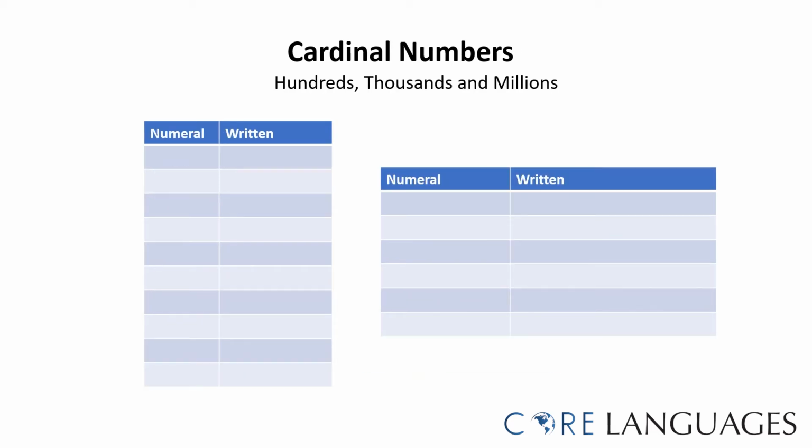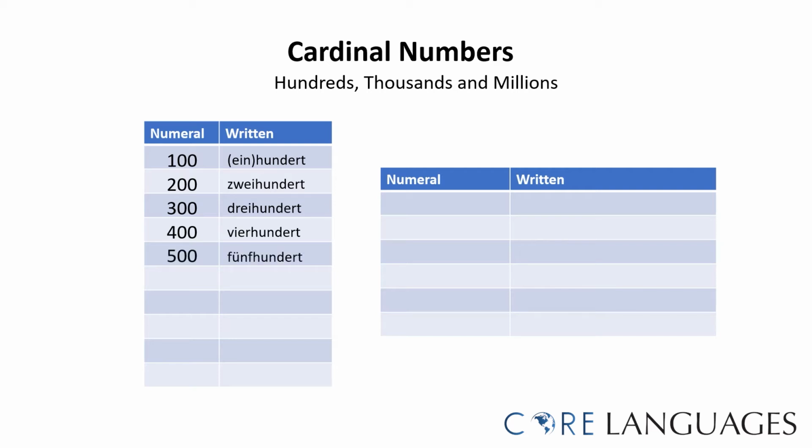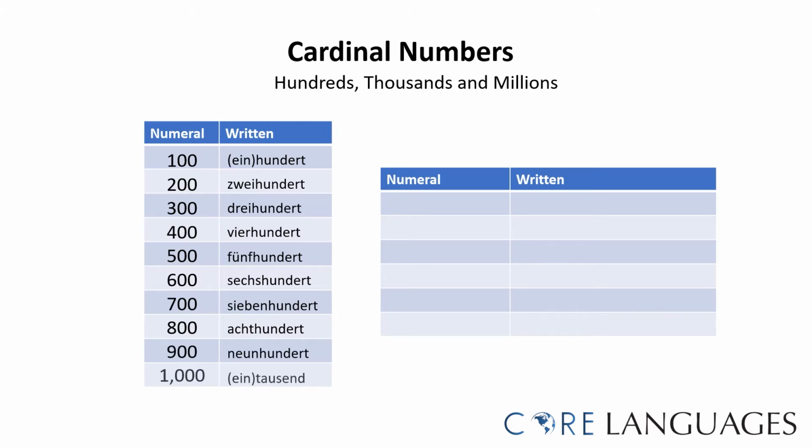And let's count by hundreds, thousands, and millions. Again, repeat after me. 100, 200, 300, 400, 500, 600, 700, 800, 900, and 1000.